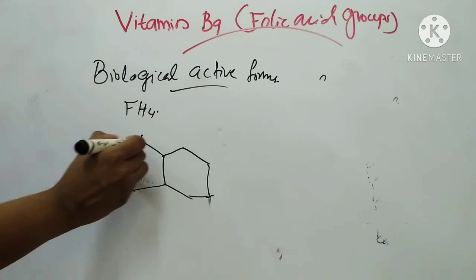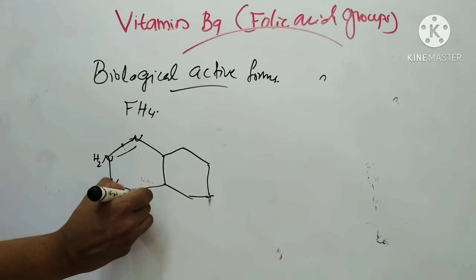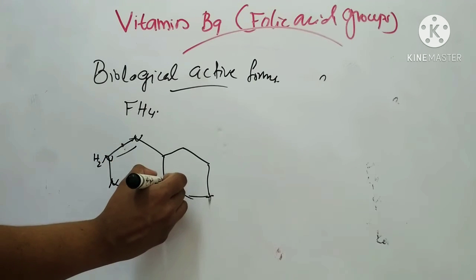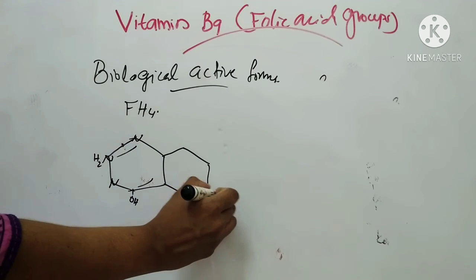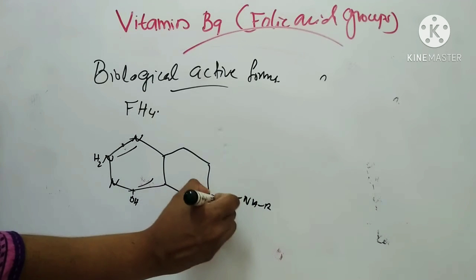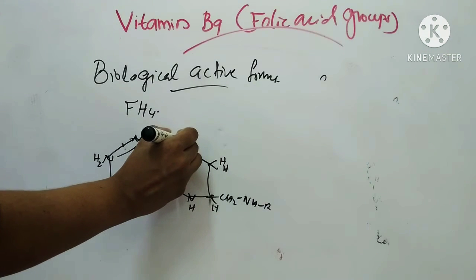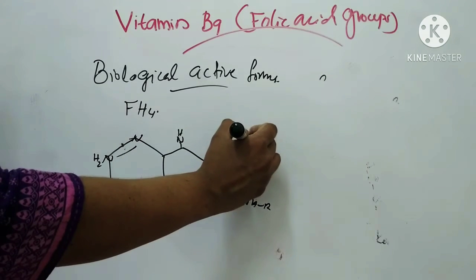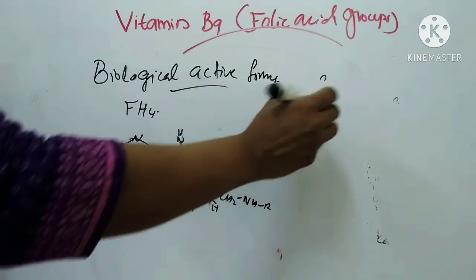Here NH2, OH, then here comes NH, then here CH2, NHR, here H, then here also H, then here NH. This is FH4, that is 5, 6, 7, 8 tetrahydrofolate.